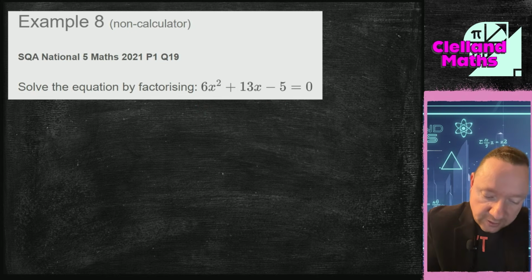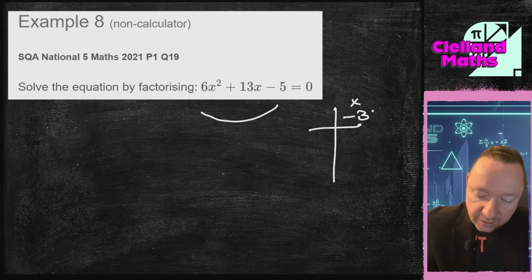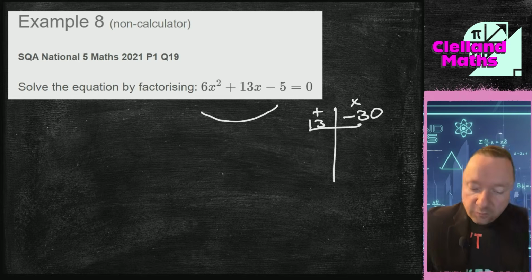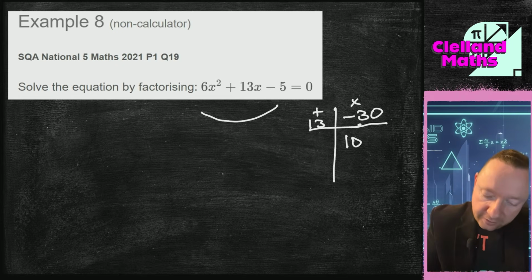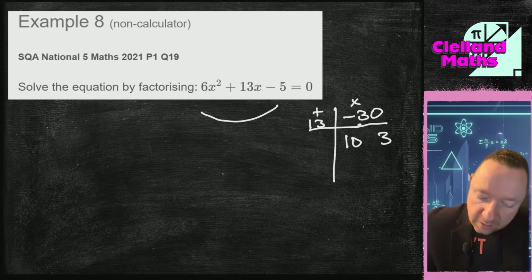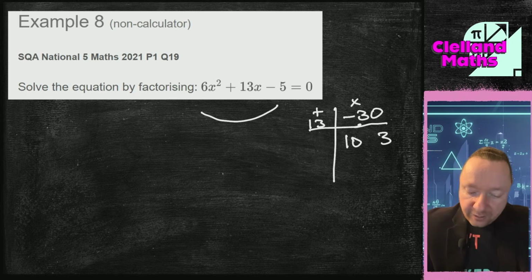So my method is I multiply the 6 and 5 together to make a new number, and that's my target number of minus 30. But I've still got to add to make 13. So I'm looking for two numbers that multiply to make 30, but add to make 13. You could try 10 and 3, but to make minus 30, one must be minus. If I do minus 10, add 3, I don't get 13. And if I do minus 3, add 10, I don't get 13. So it's almost right, but not quite.